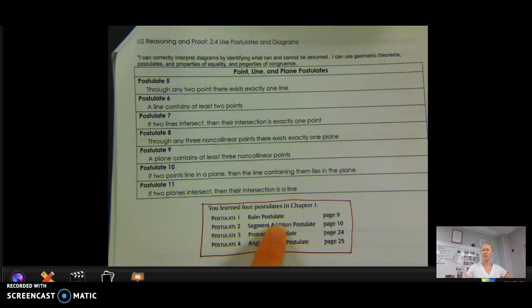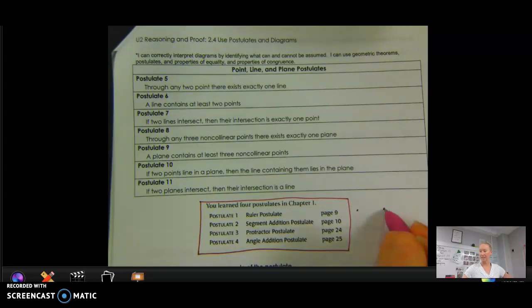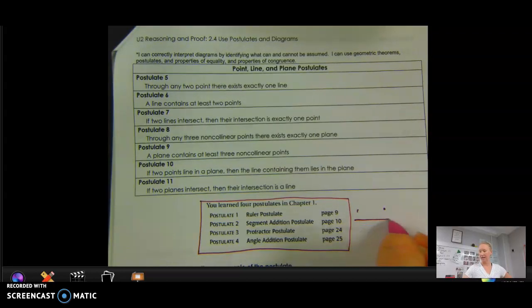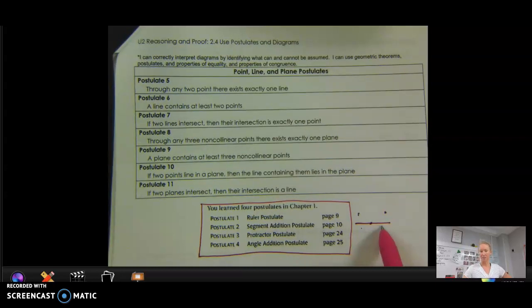Remember, the ruler postulate just means that if I have 2 points, I can line them up on a ruler, and I can subtract this guy minus this guy to get their distance. Segment addition postulate just means that if I have a segment, this piece plus this piece will equal the whole segment. Protractor postulate, same thing: if I have an angle, I can line it up with a protractor and I can find the number of degrees. Angle addition postulate just means that I can take this angle plus this angle to get the whole angle. Okay? Postulate number 5 just states, and these guys, we've actually already talked about these. We're just putting postulate numbers to them.